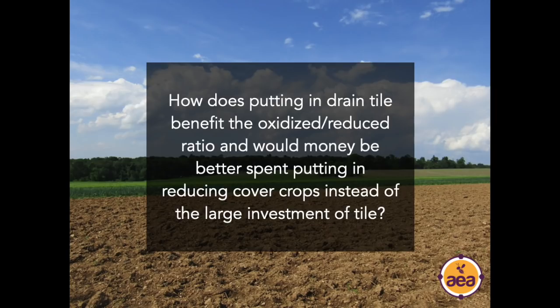Question from Chris Newman. How does putting in drain tile benefit the oxidized reduce ratio? And would money be better spent putting in reducing cover crops instead of a large investment in tile?